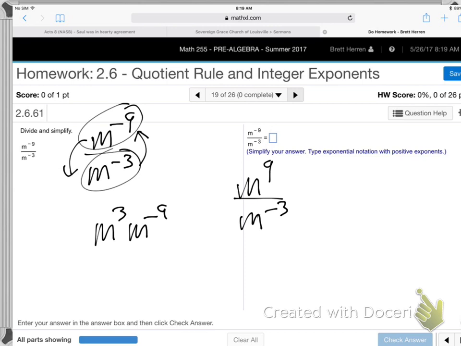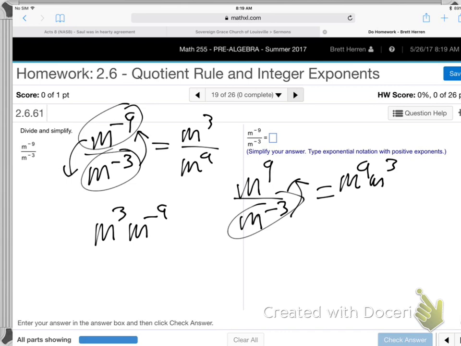Whereas this one, they're both negative, so it's going to flip because they're both jumping. So this one won't end up being a fraction. This will end up side by side, because this guy only will jump, and the m to the 9 stays put. Whereas this one, they both jump, so it ends up a fraction. See the difference? So it's just all about who jumps.